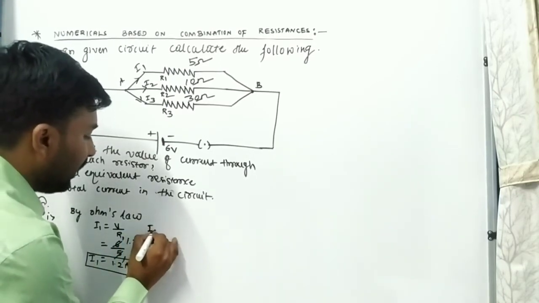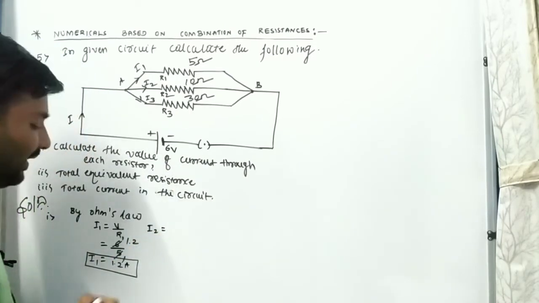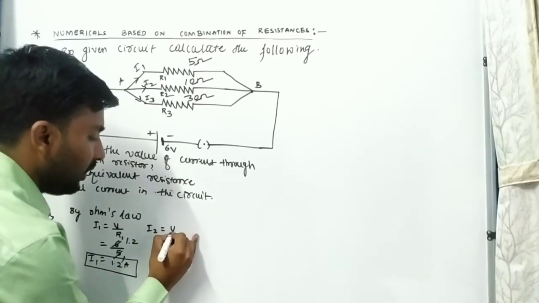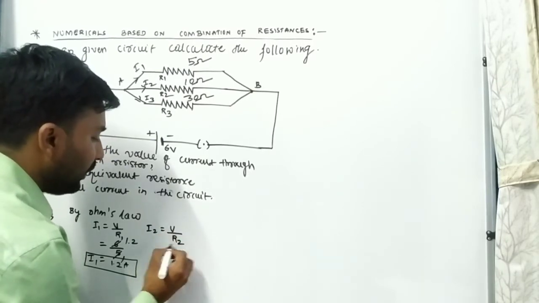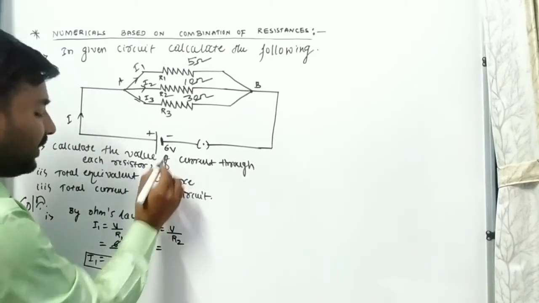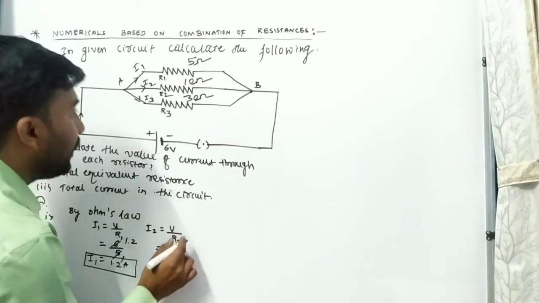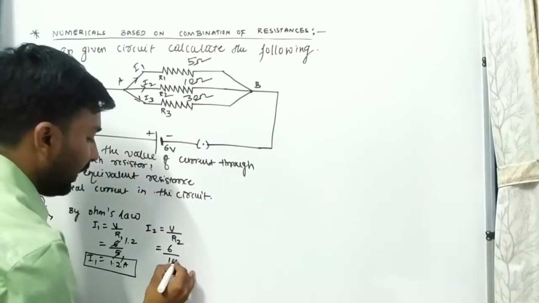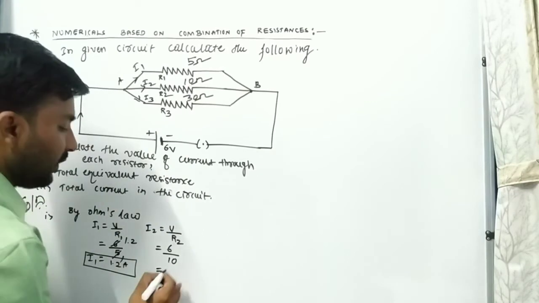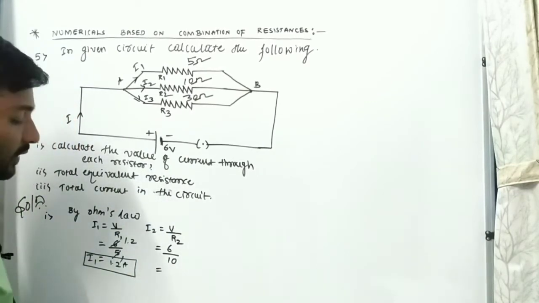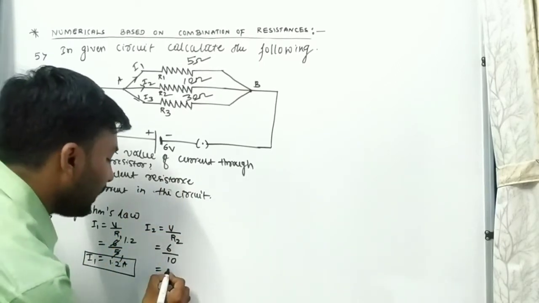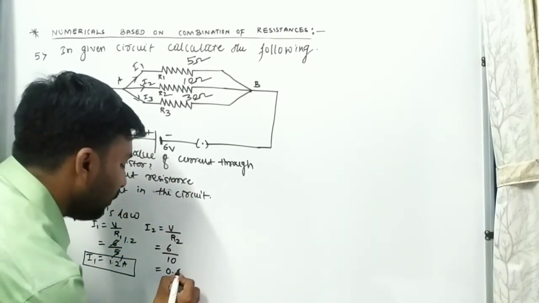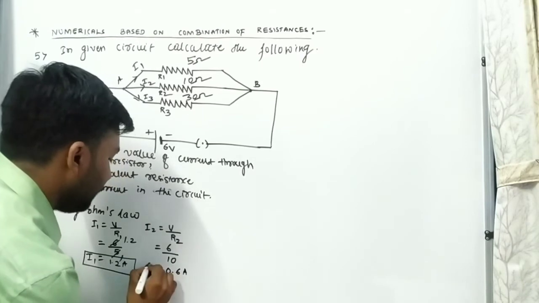Similarly, according to Ohm's law, I2 is equal to V divided by R2. V is 6 volt, R2 is 10. So in order to remove the zero in the denominator, I put the decimal point in the numerator. So I can write directly, it is 0.6 ampere.